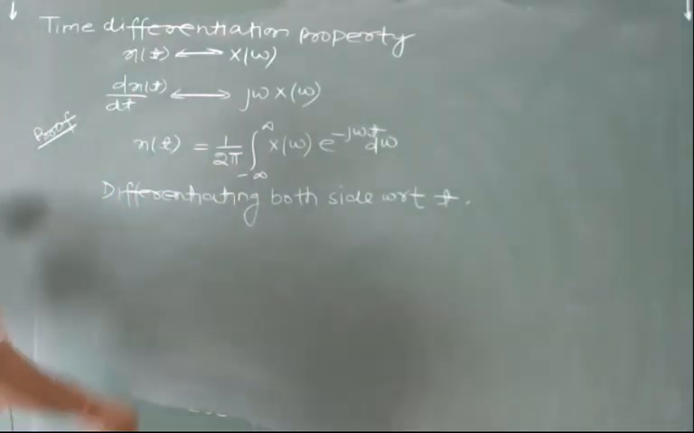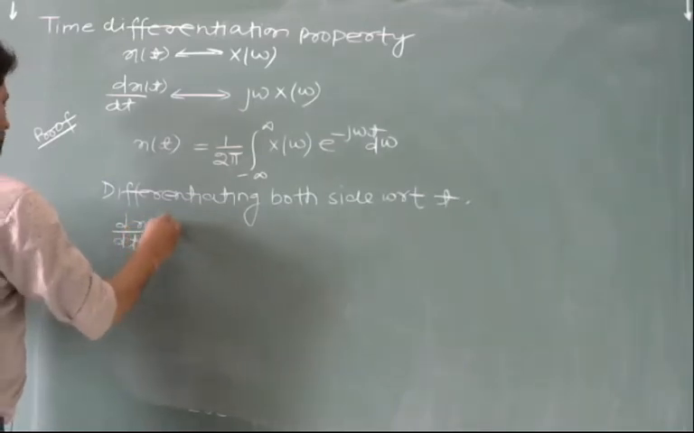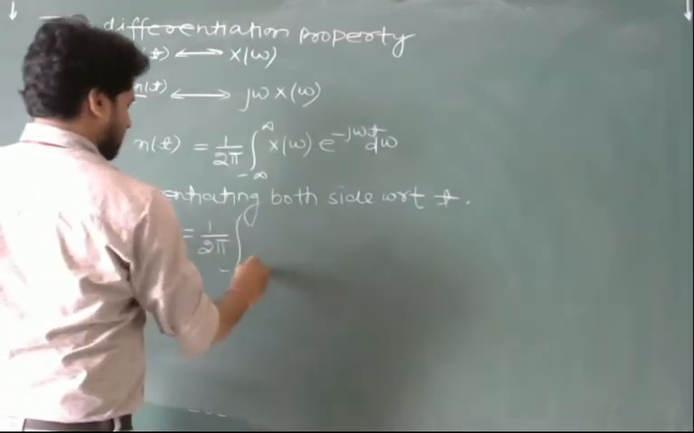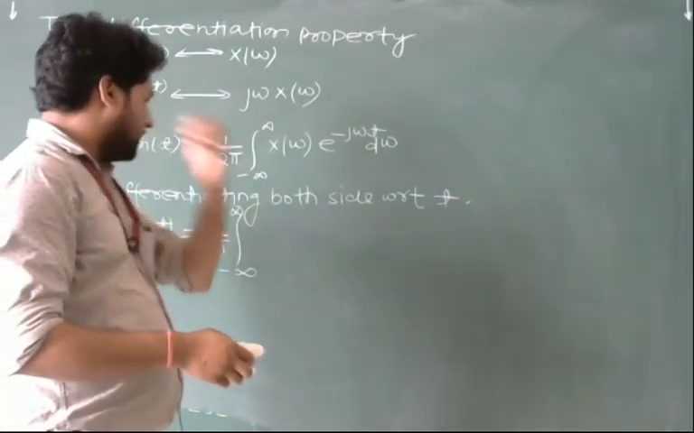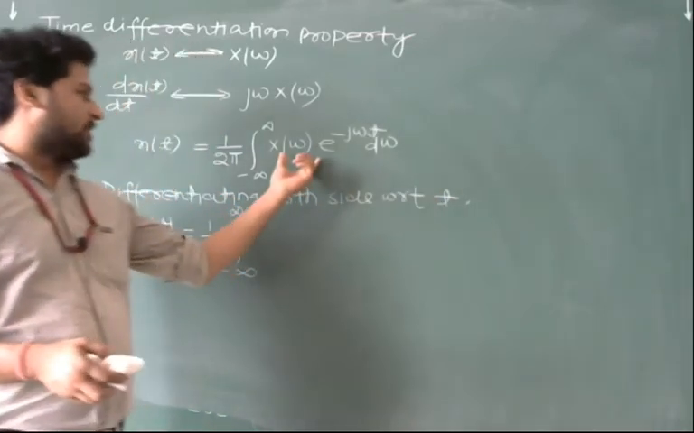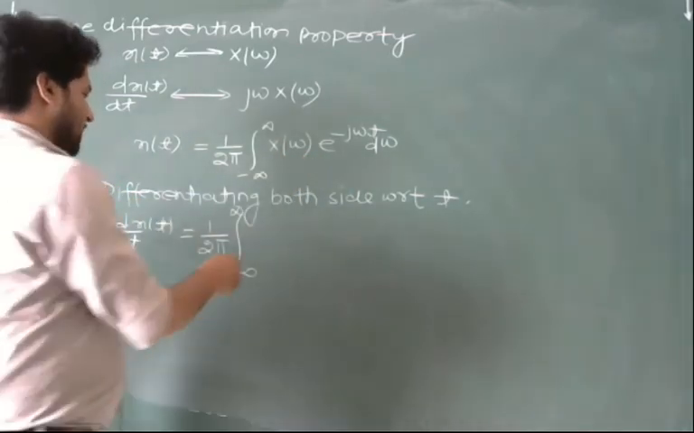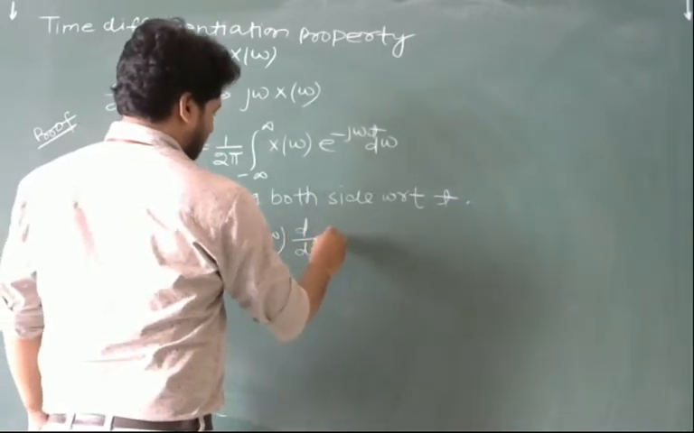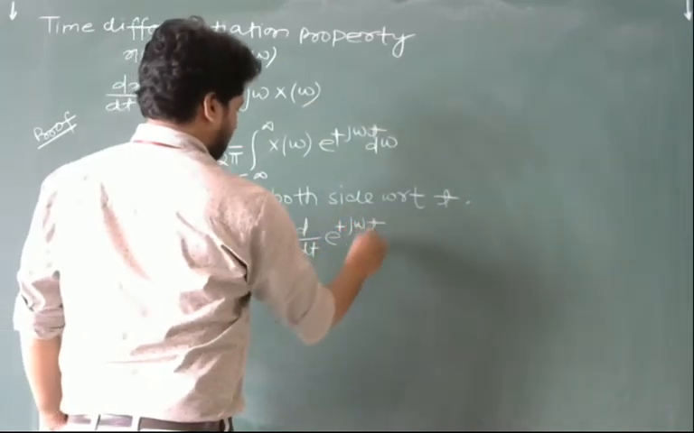On differentiation, we will get d by dt of x(t) is equal to 1 upon 2 pi, integration from minus infinity to plus infinity. Because we are going to differentiate with respect to t, this function X(omega) is a constant, so I will put it outside of the differentiation, and this will become X(omega) d by dt of e power plus j omega t d omega.